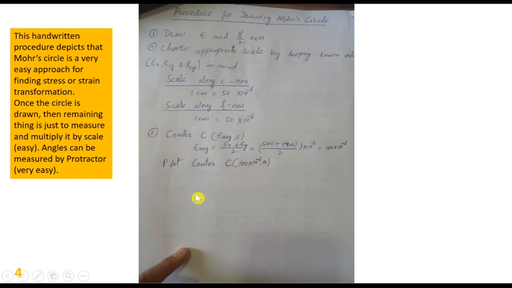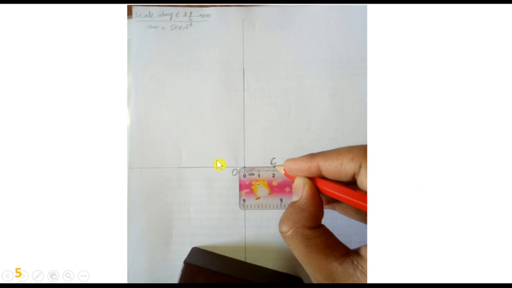So all these three steps can be shown here. This is the epsilon axis, this is the gamma by 2 axis. Gamma by 2 is downward positive, and we have taken 1 centimeter is equal to 50, so this was 100, that's why from origin it is at 2 centimeter.